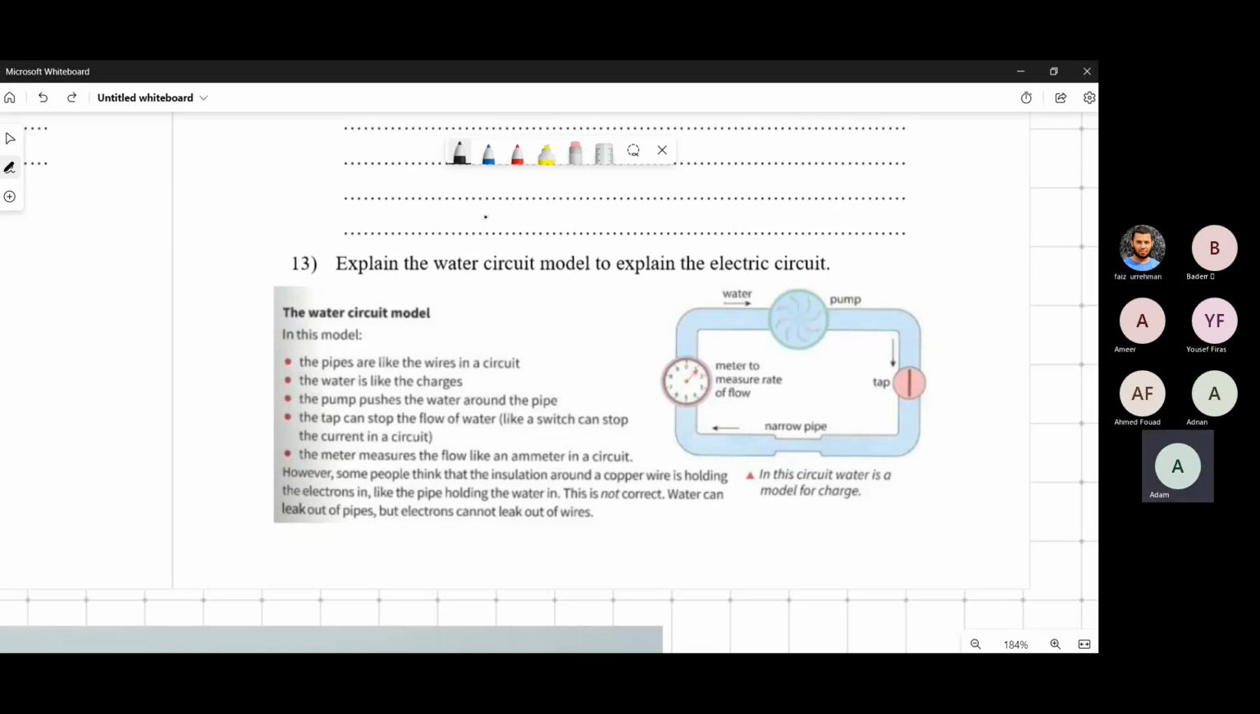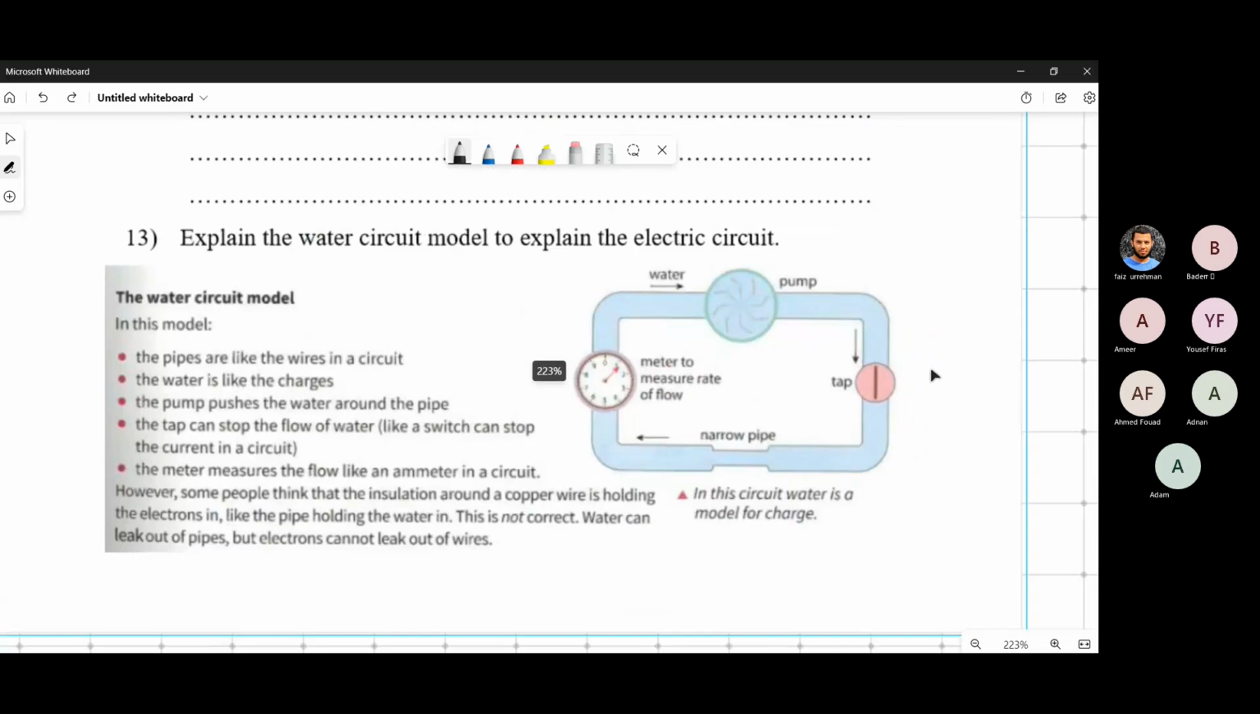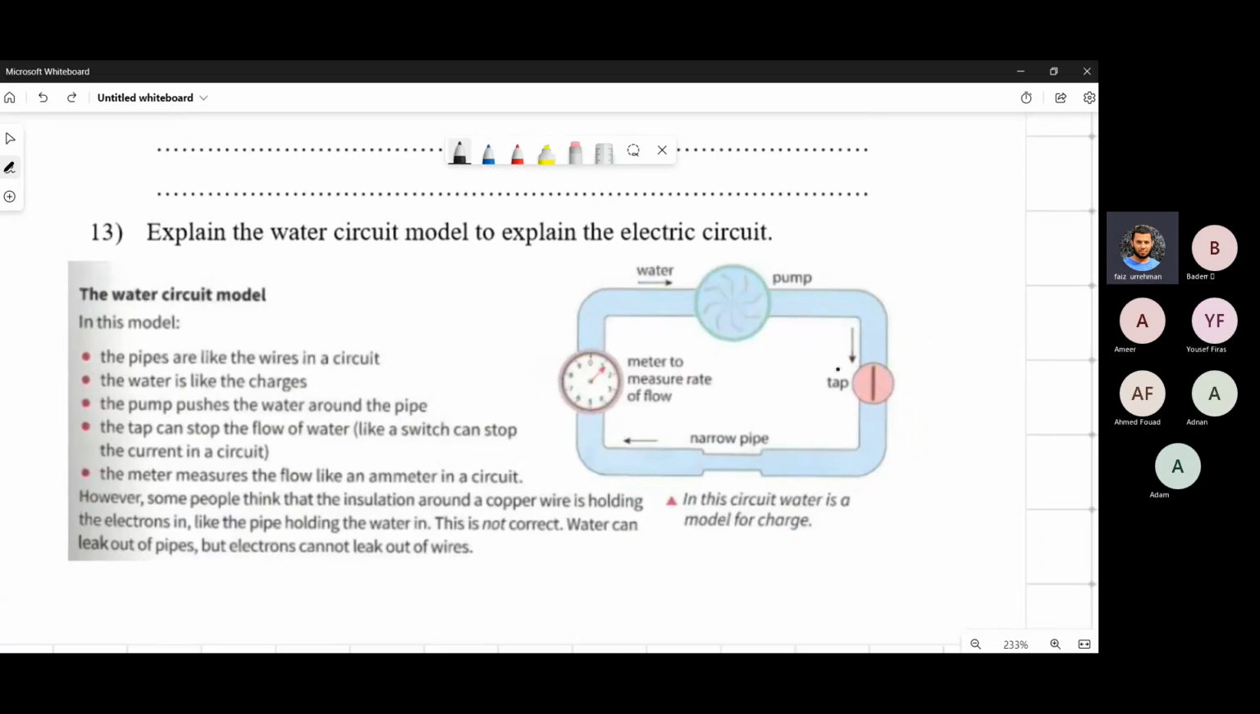I saw this model in the book. It's not very clear. I will explain. Now, you know what a tap is? It's like there are pipes, like the walls in the city. You can turn on and off the flow of water. The tap, like the tap you have in your houses.